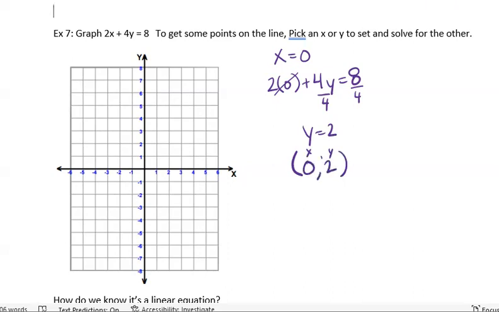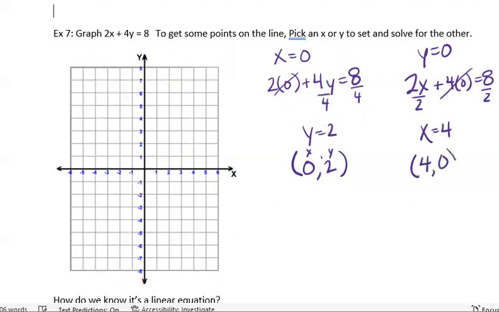Now I need at least one more point to get a line. So I'm going to go with y equals 0. It doesn't matter if I put in an x value or a y value, whatever you want to try, to solve for the other one. So that would make this 2x plus 4 times 0 equals 8. This becomes 0, so I have 2x equals 8. I'm going to divide both sides by 2, and I get x equals 4. So this point is 4 for my x and 0 for my y. Now, these are usually the two easiest ones to get, but you could really do any.